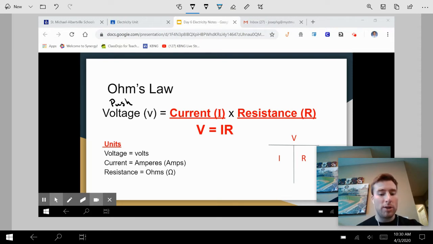So different things like insulators have really high resistance. They don't want to let those electrons flow. And then other things like conductors want to let those electrons flow. So conductors have a really, really low resistance, right?